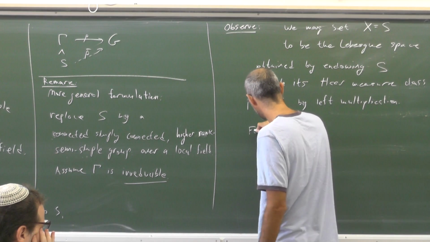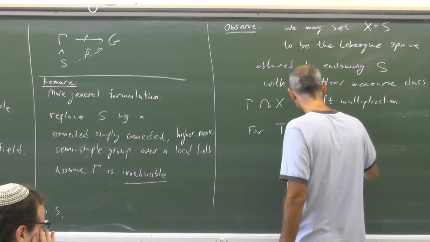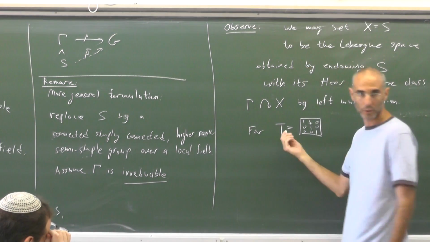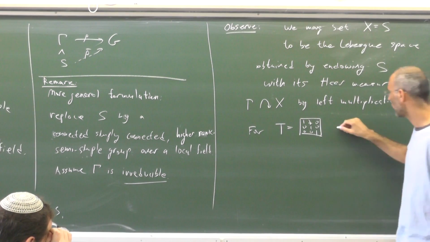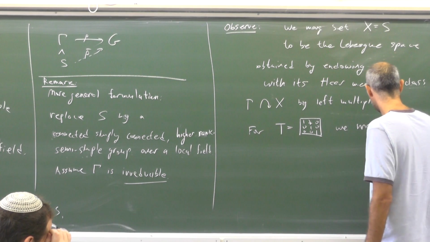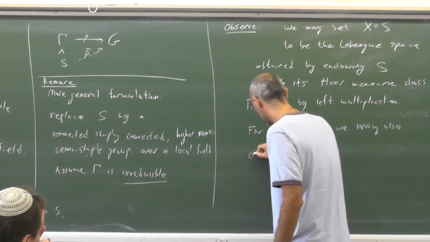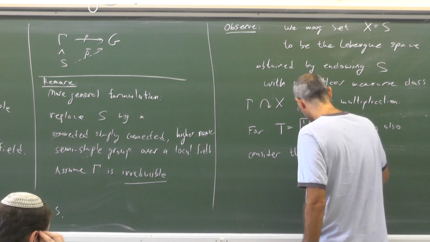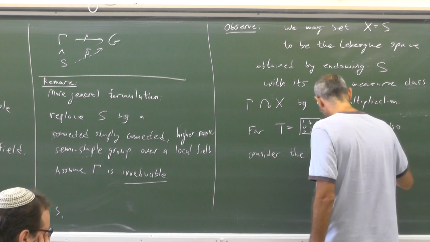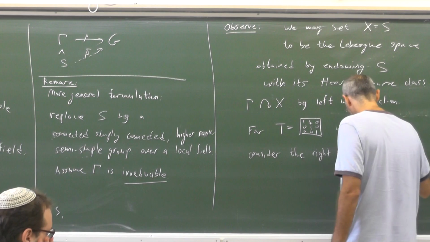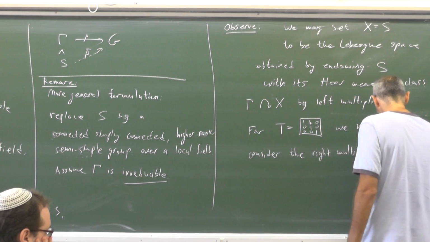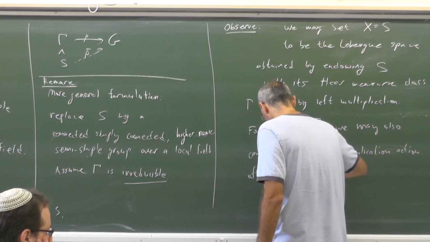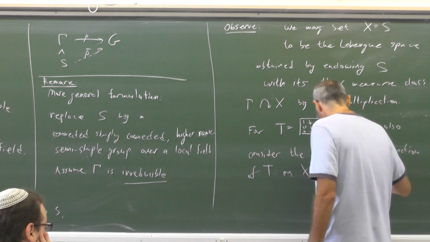For T, say, being that unit of the group, or actually any other, we may also consider the right multiplication action of T on X, which commutes with gamma.